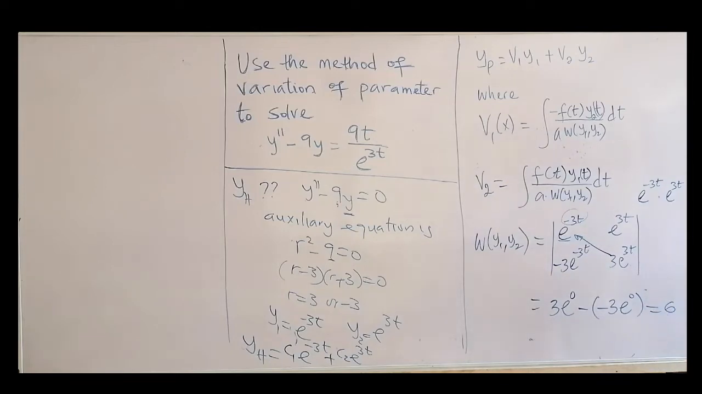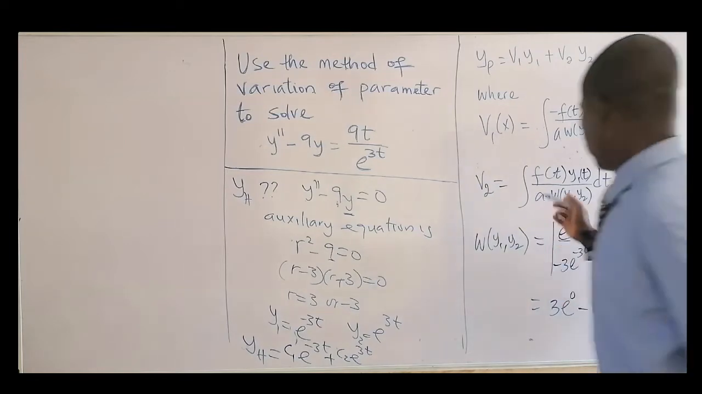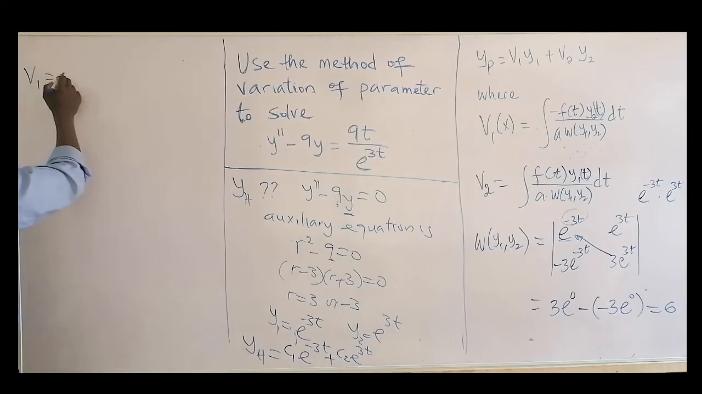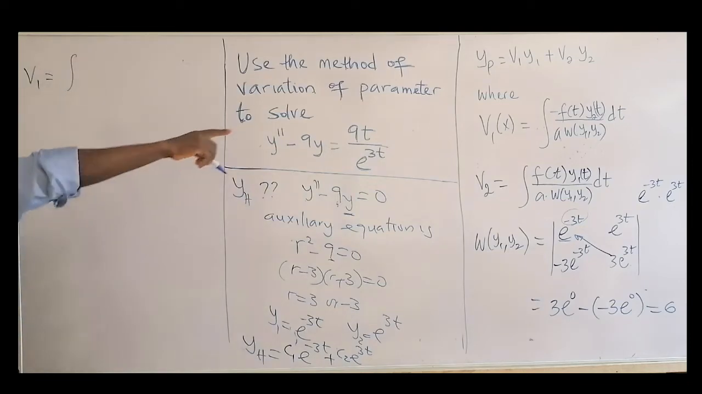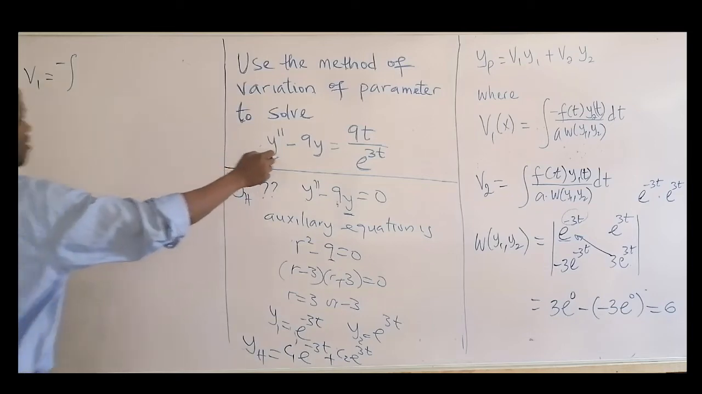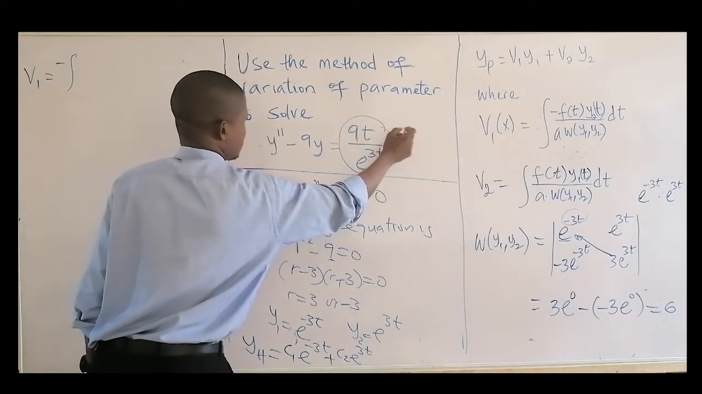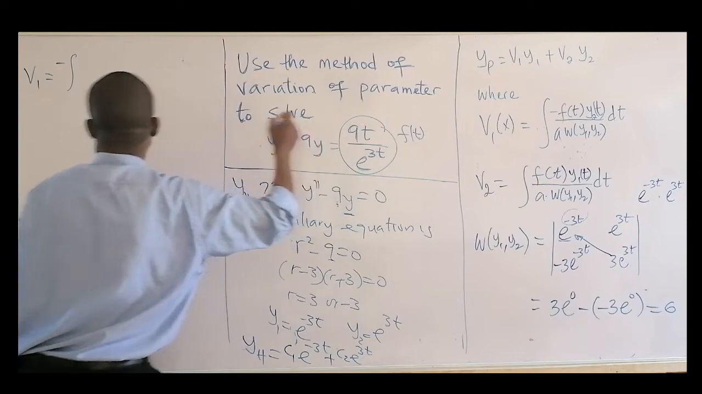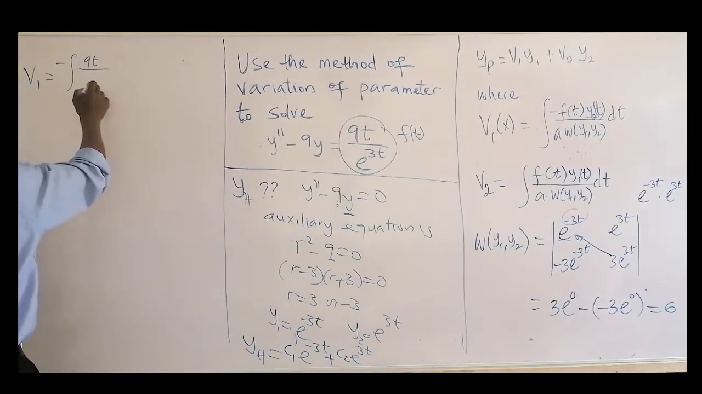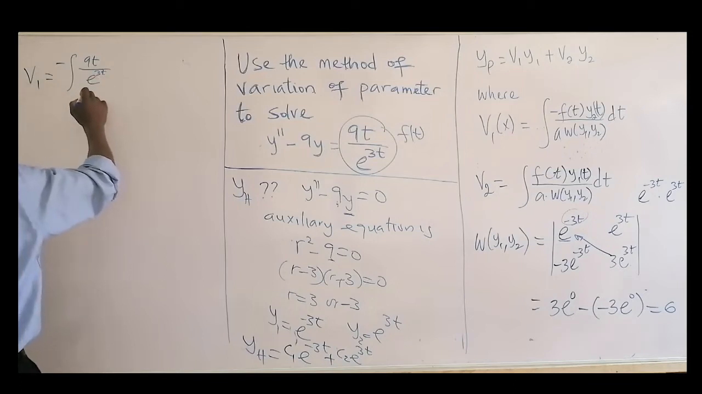We've gotten the Wronskian. Then we can go ahead and substitute and get v1. The minus there can go outside as a minus. f of t is this, and that will be equal to 90 over e to the 3t, all over the Wronskian, that's 6.